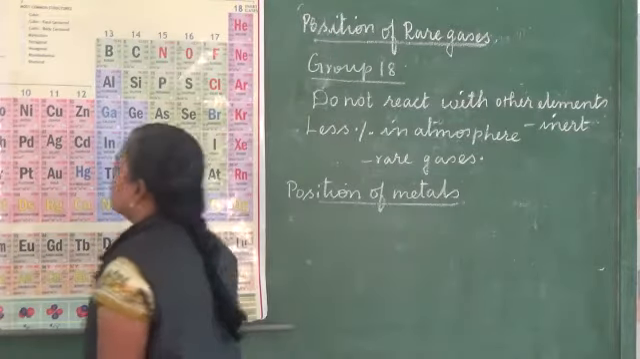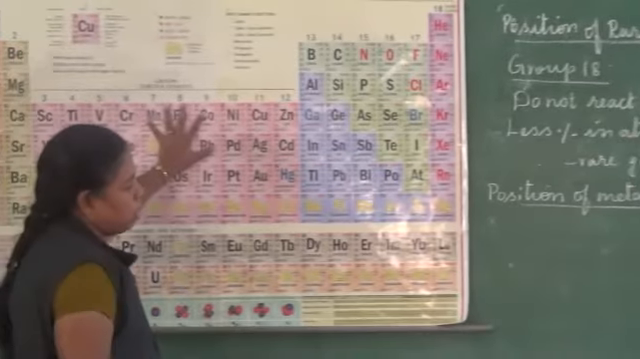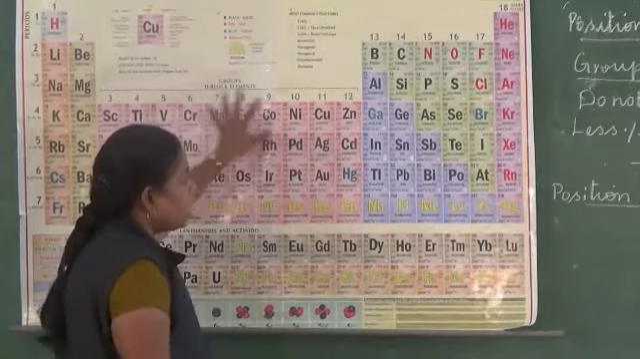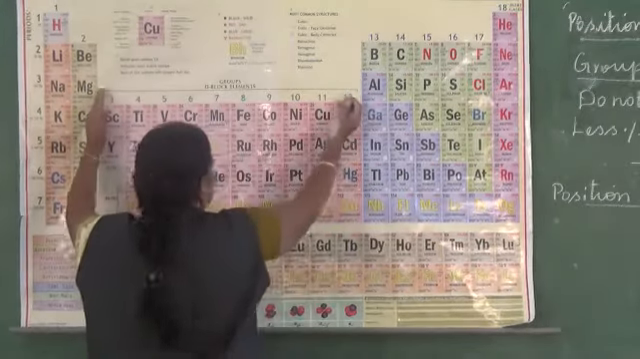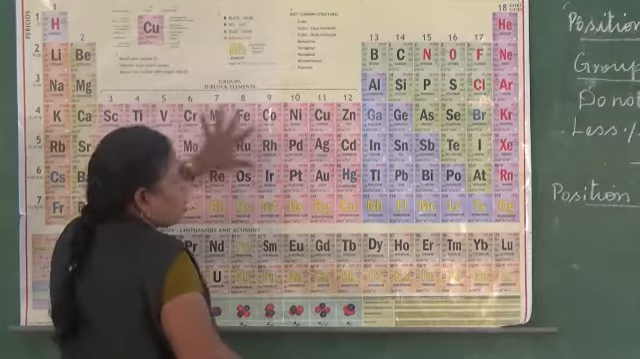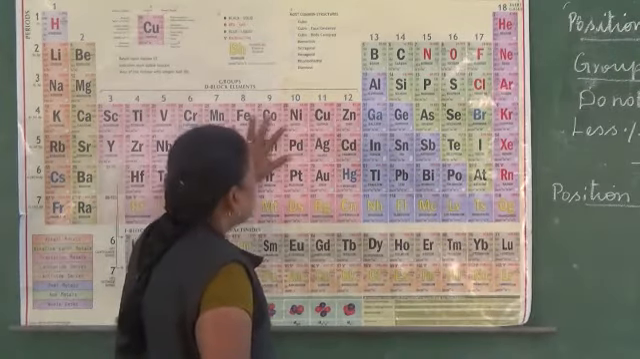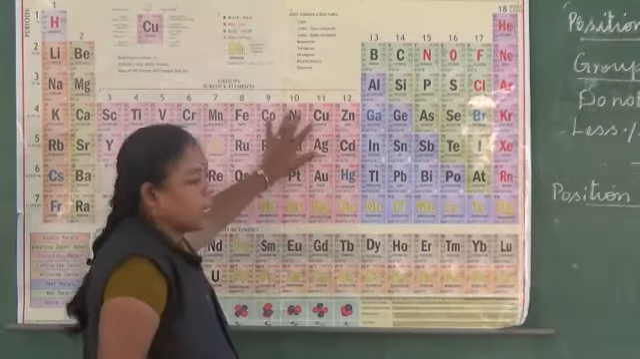The metals are placed in the D block. Most of the metals are placed in the D block, and metals occupy a large area in the periodic table. Look at the periodic table. This is the area of metals, so it occupies the larger area of the periodic table. And what are the unique characters of metals?